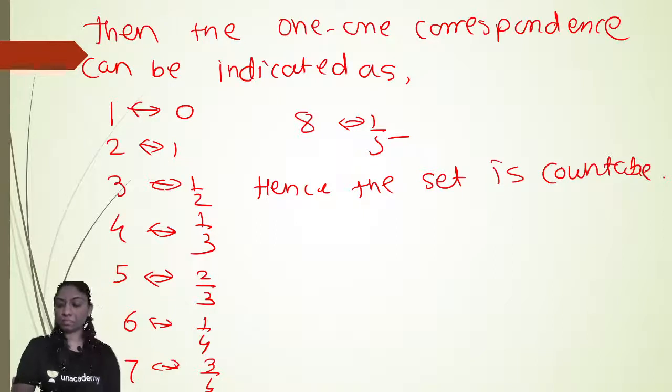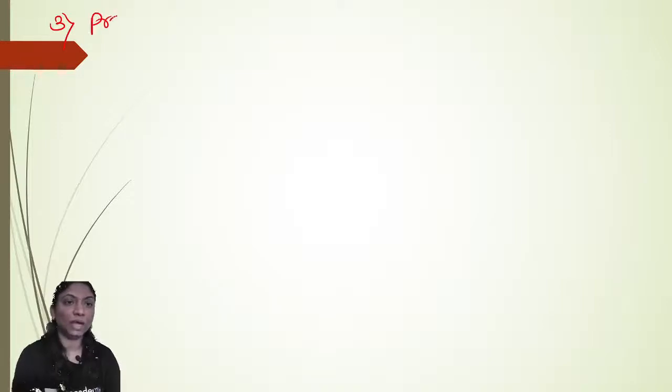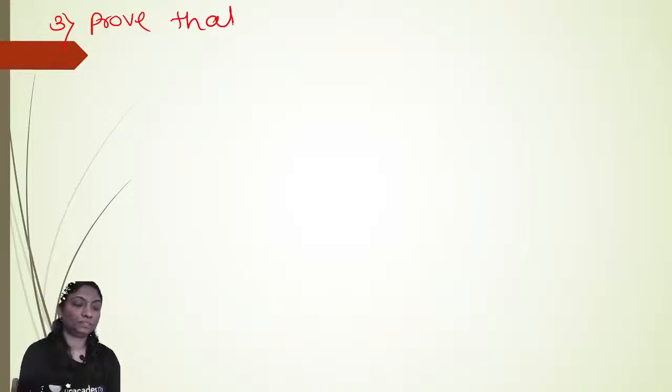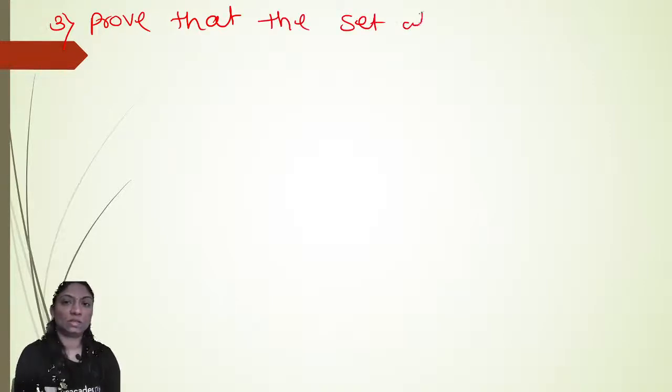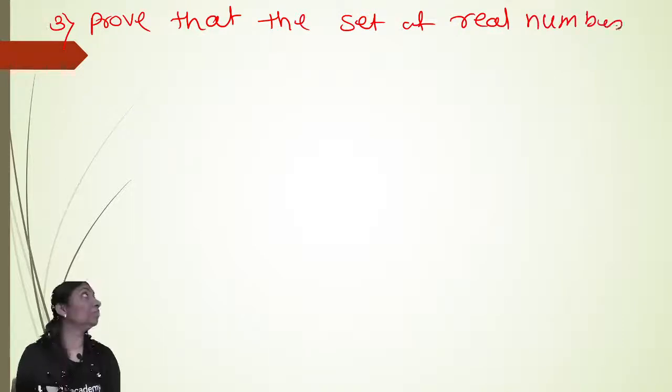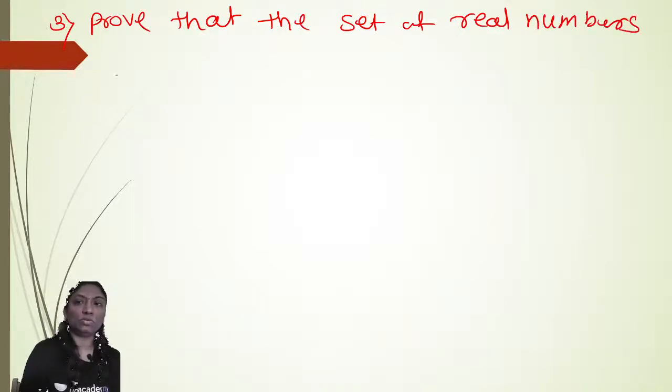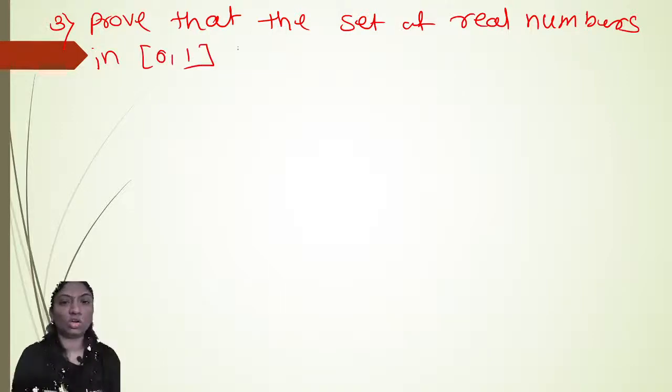Okay. Now next, we will prove that the set of real numbers in the closed interval 0, 1 is not countable. So keep in mind the set of rational numbers. We will see this example: prove that the set of real numbers in the closed interval 0, 1 is not countable.